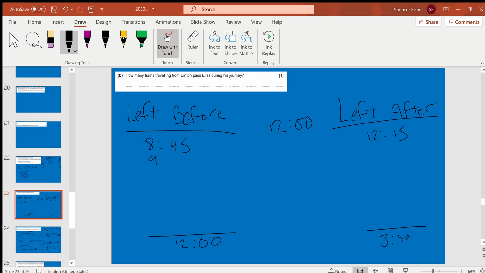Okay, so let's fill in all the gaps that we can in between those boundaries. So 8:45, 9:15, 9:45, 10:15, 10:45, 11:15, 11:45, and stop. We can't go past 12. Altogether, that's 7. Now we're going to do the same thing over here. 12:45, 1:15, 1:45, 2:15, 2:45, 3:15. Count them up, that's 7 more. 7 plus 7 is 14.